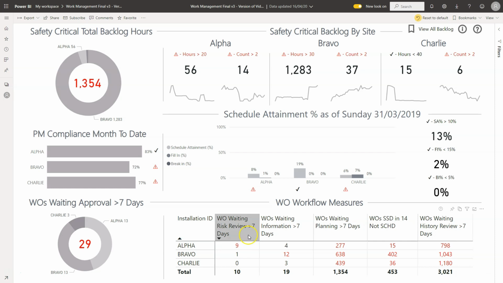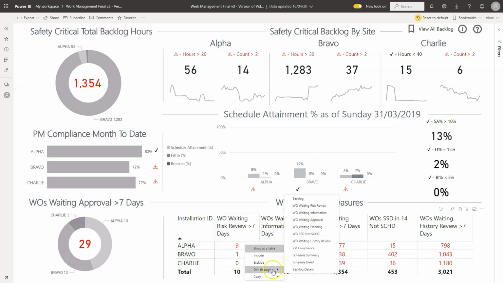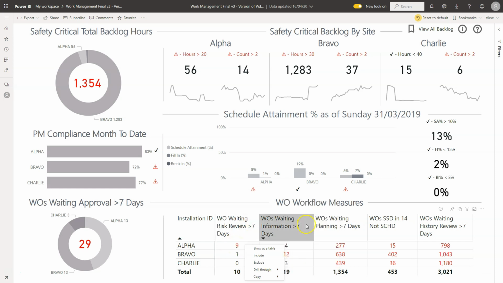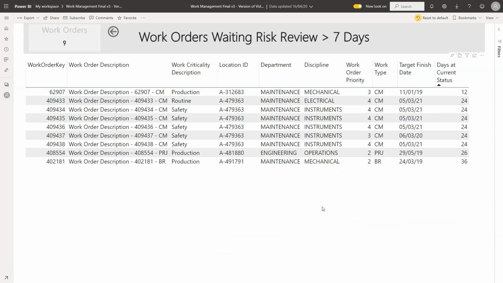And it's easier than setting a target, because it's a little bit difficult to say, well, what would be the target for something that's been there for 7 days? So I've set the target at 0 and said, right, okay, but nothing can be there for more than 7 days. And that's any work order that's been created 7 days ago or more, basically, and is still waiting for approval. And then you can go in here and drill through and look at the work orders that are waiting risk review. It is there. And there's our 9 work orders there.